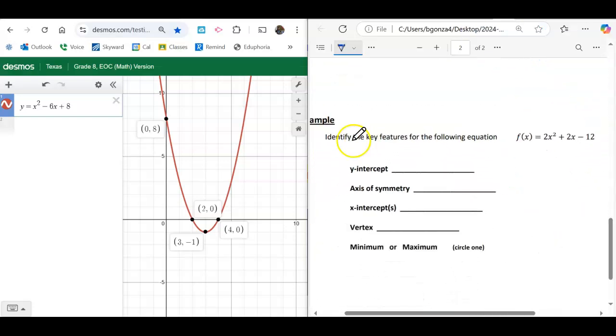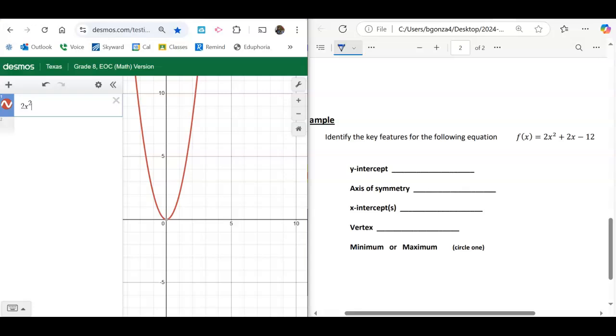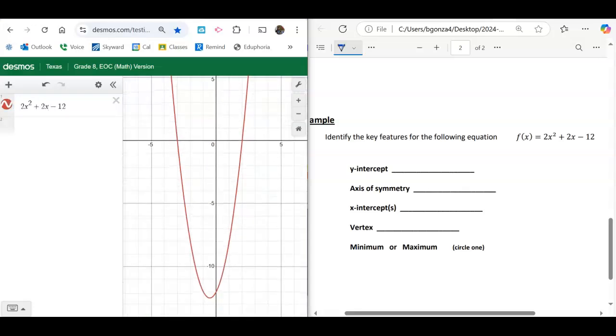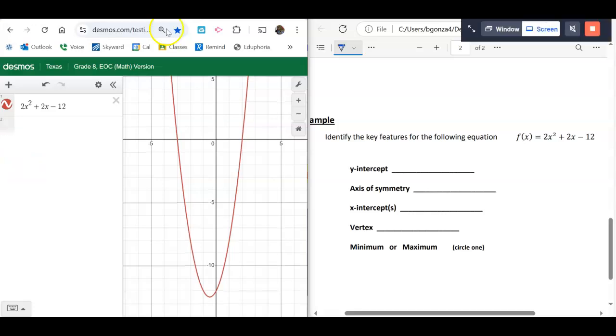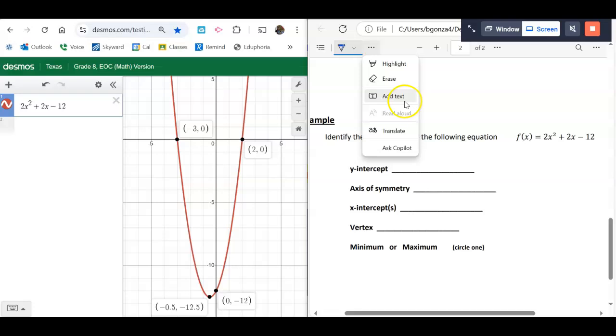Okay, look. Last one here. Check it out. Even if you don't type y equals, you can still type it in. So 2x squared plus 2x minus 12. I start clicking these points. Does everyone see these points here? So now I'm just going to write in the answers. The y-intercept crosses this y right here at 0, negative 12.